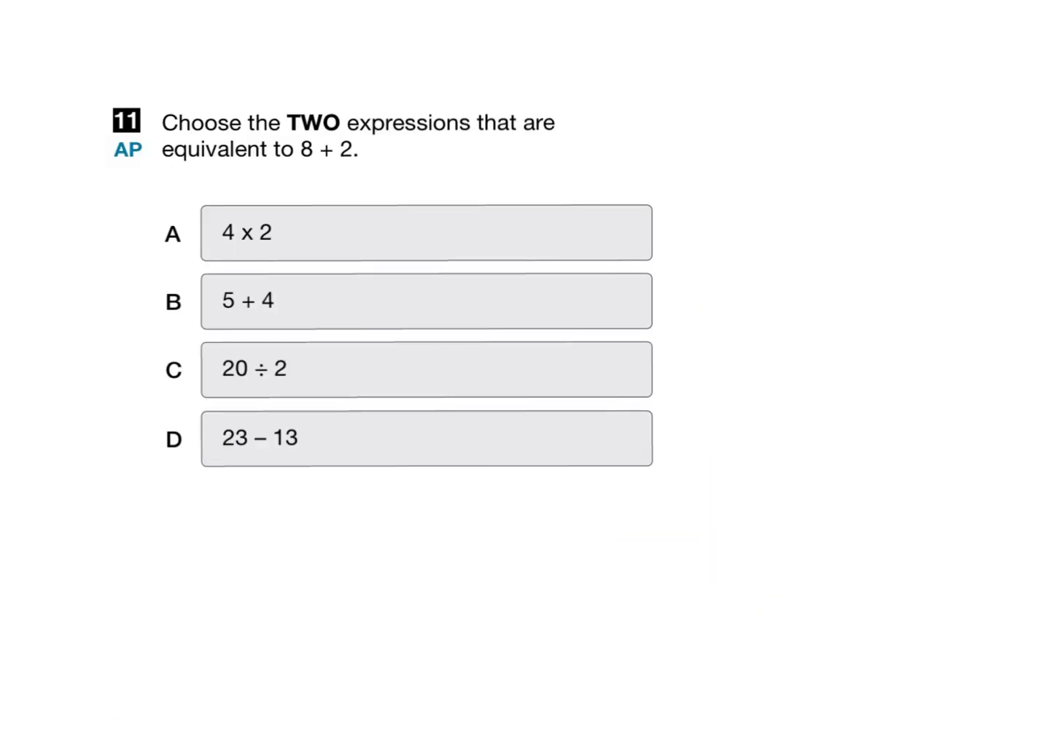It says, choose the two expressions that are equivalent to 8 plus 2. Well, first of all, we have to figure out what's 8 plus 2. What does 8 plus 2 equal? 1, 2, 3, 4, 5, 6, 7, 8. And then we're going to add another 2. 9, 10. Good. 10. Excellent. So we're trying to find two expressions that are equivalent to 10.